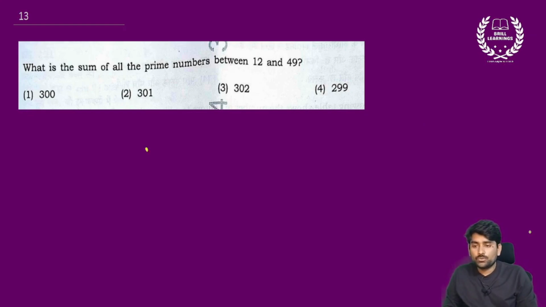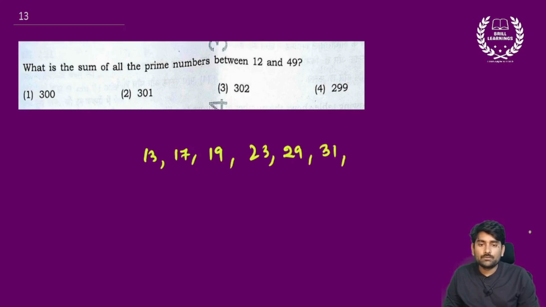13, 17, 19, 23, 29, 31, 37, 41, 43, 47. So these are the prime numbers we have in between 12 and 49. We need to add up all these values.